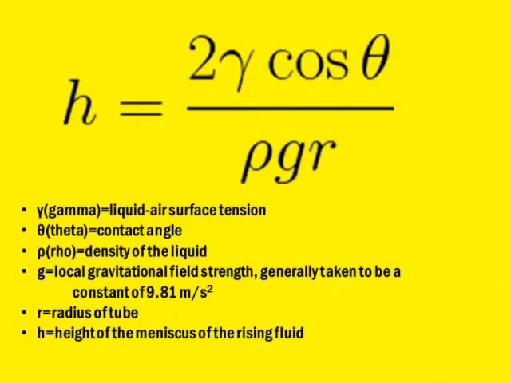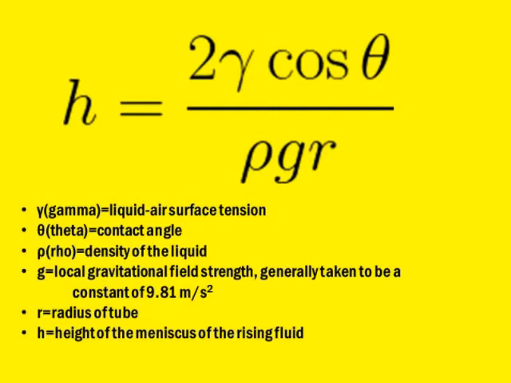So what we have here is H equals 2 gamma times cosine theta, which is the contact angle, all over rho g r. And I have all the variables defined here. You can see gamma is the liquid-air surface tension, theta is the contact angle as previously stated, rho is the density of our liquid, g is the local gravitational field strength, and r is the radius of the tube.